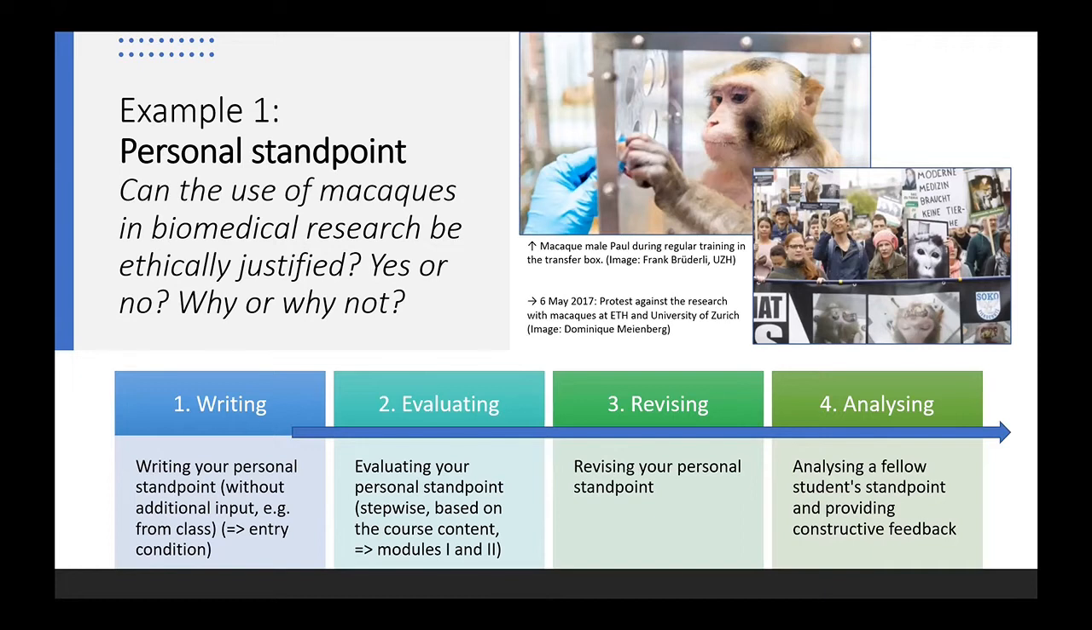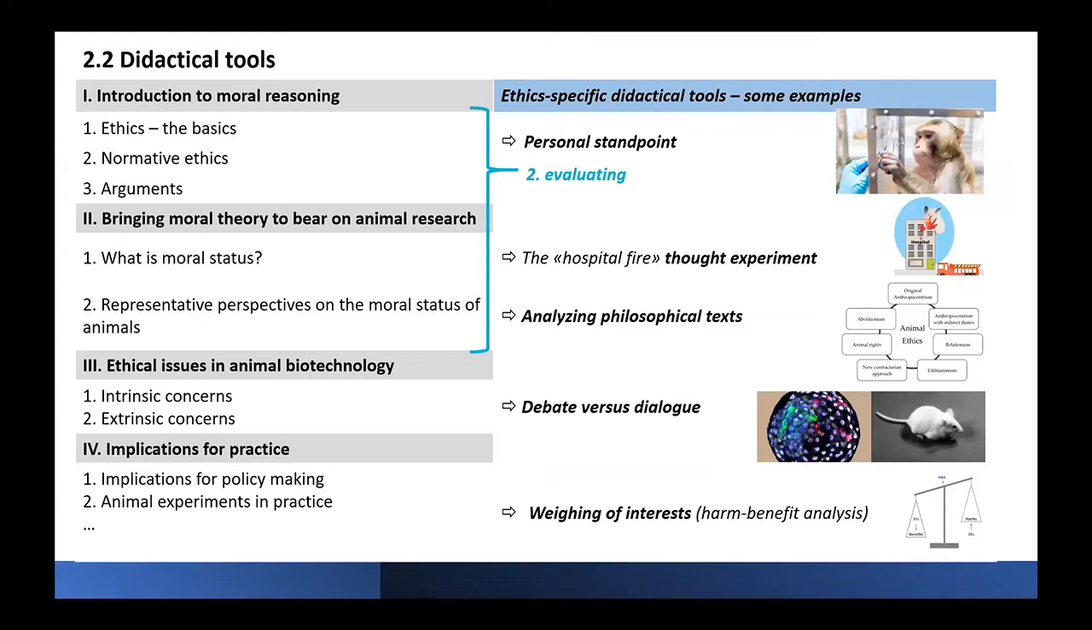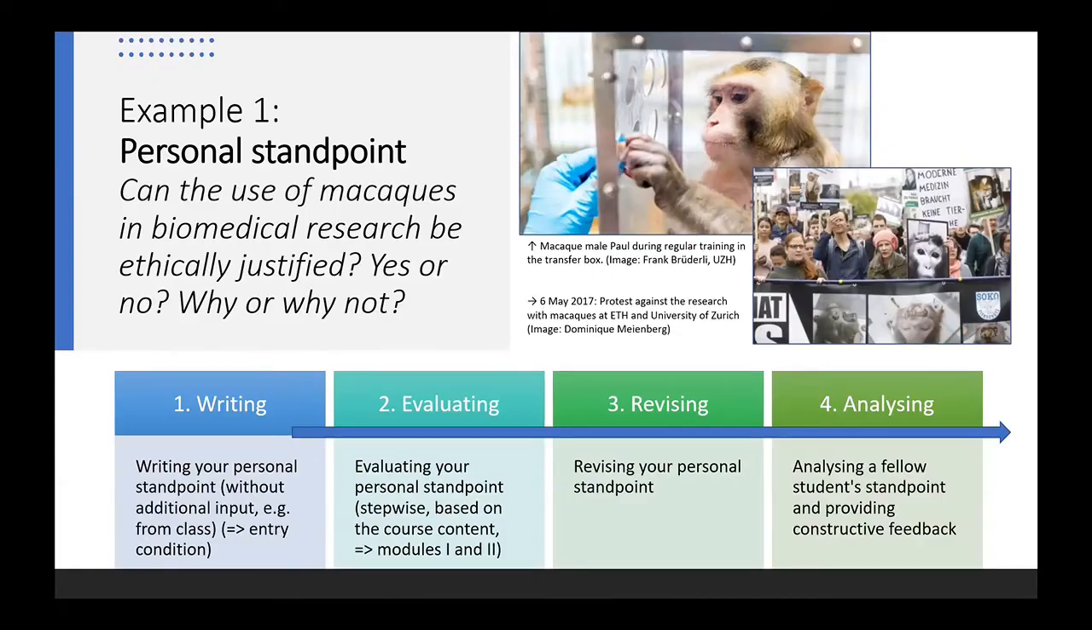When the course then is starting, they start phase 2 of this personal standpoint. They take the inputs they got during the course and evaluate their personal standpoint. That's what you can see here. On the left side, the topics, and then step 2, evaluating personal standpoint. So this is a process which takes several weeks then.